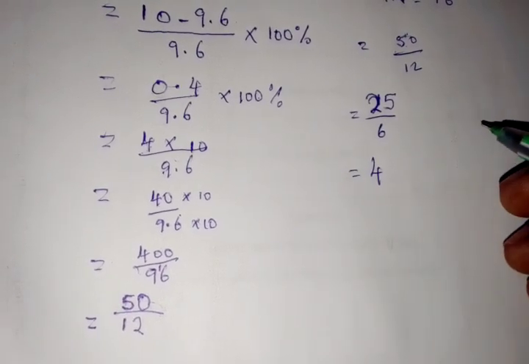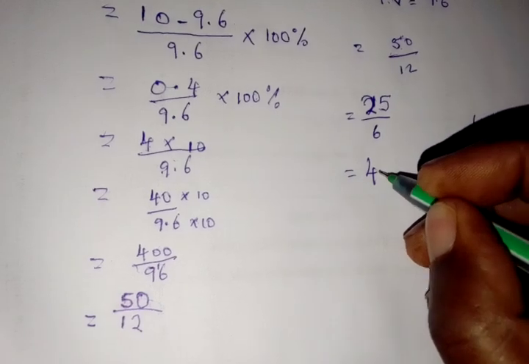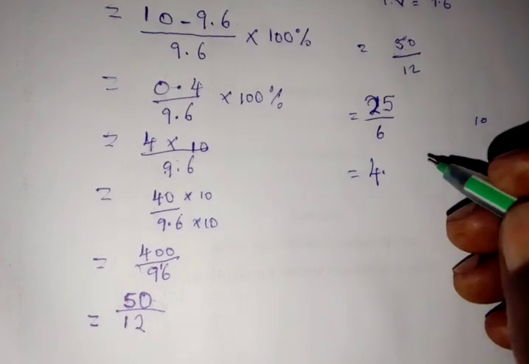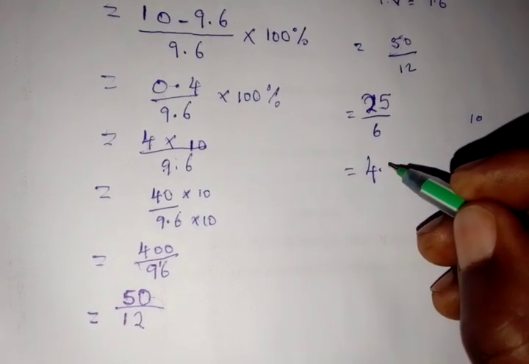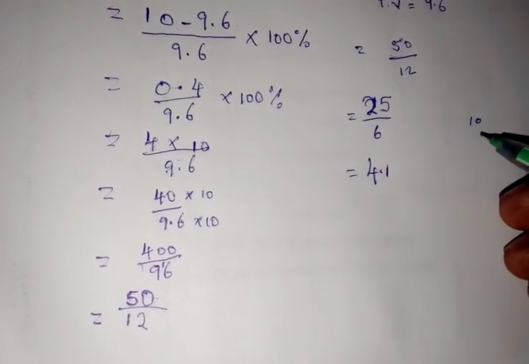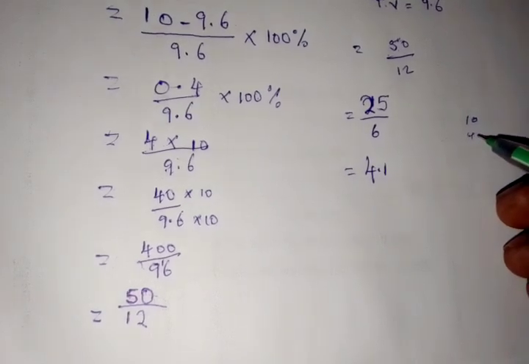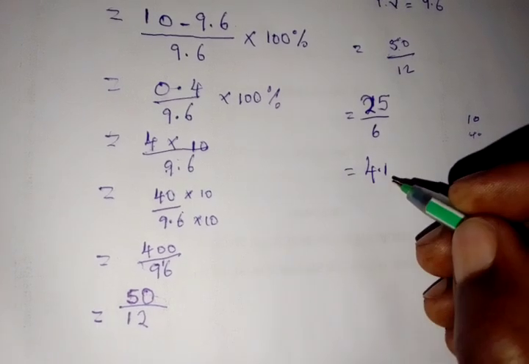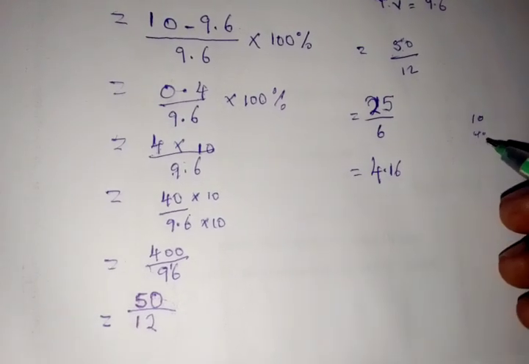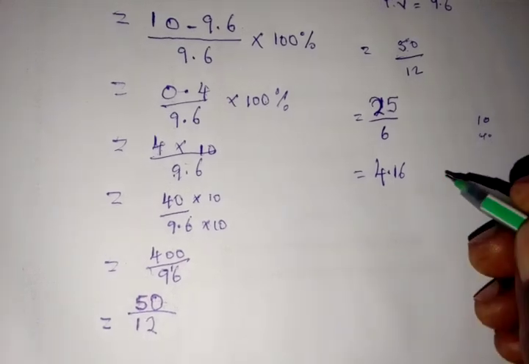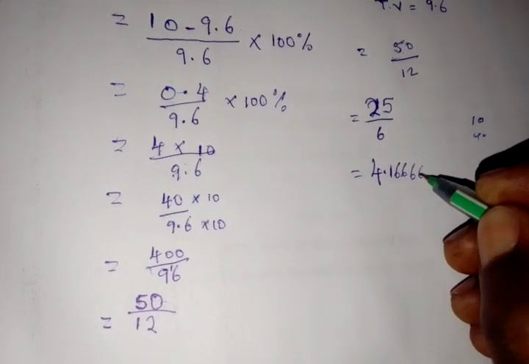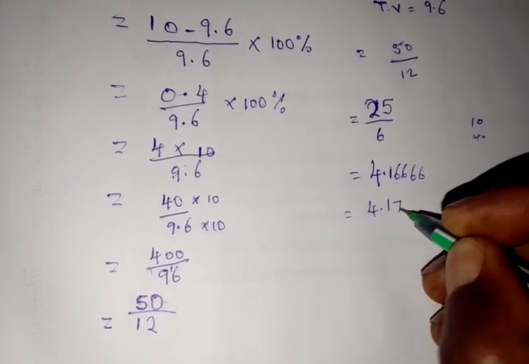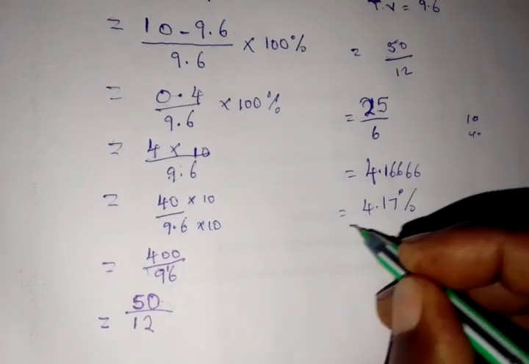Remainder 1. So we put a point here and add a 0. Then 6 into 10 goes 1 time, remainder 4. Then 6 into 40 goes 6 times, again remainder 4. So it will be 6, 6, 6 repeating. When you round it off, it will be 4.17%.